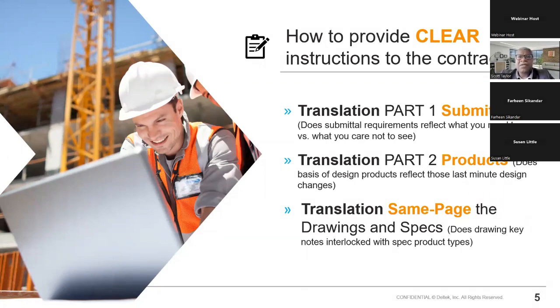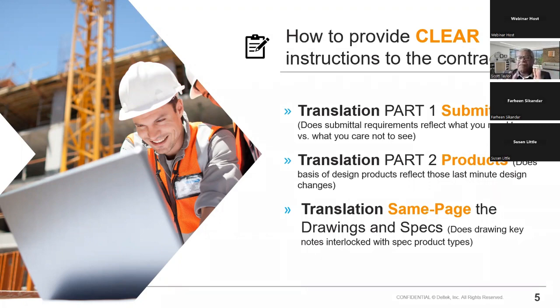Let's take submittals. The submittal procedure spec has 14 pages. I think I mentioned 4,500 words to pore over. Well, let's say that the spec production is up to 55 spec sections, not including division one. Did you know, if you think about it, that's 55 more submittal decisions that need to be made. So design team, CA team, let's help the specifier reflect on what you want to see versus what you care not to see. Similarly, when it comes to part two, the missing translation is a lot of times part two products. Does the basis of design products reflect those last minute changes?